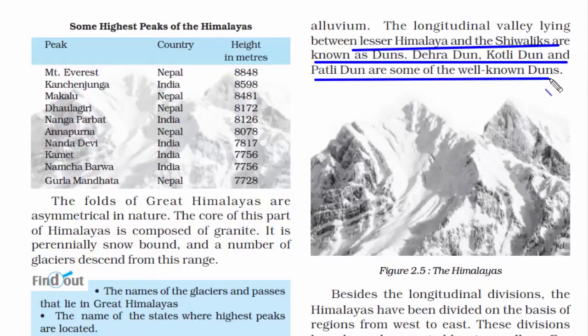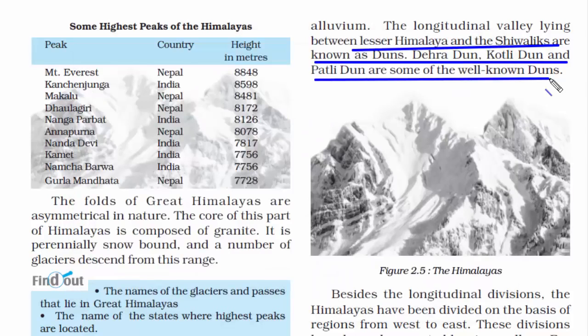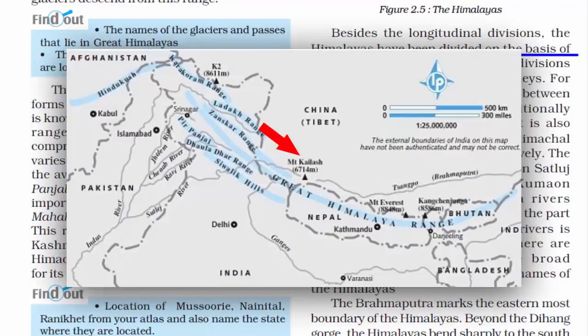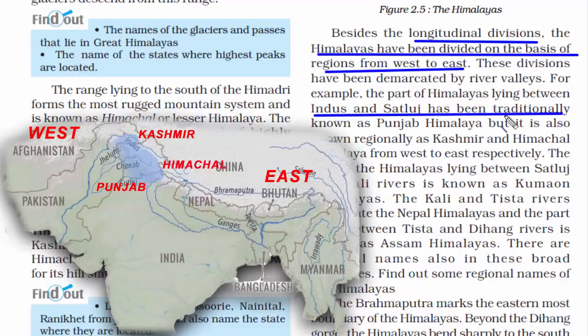Till now we understood Himalayas from top to down, north to south. Now it's time to understand Himalayas from west to east, which is also called longitudinal divisions. So at the extreme northwest, lying in between Indus and Satluj river, this part of Himalaya is called Punjab Himalaya. And regionally it is also called Kashmir and Himachal Himalaya as well.